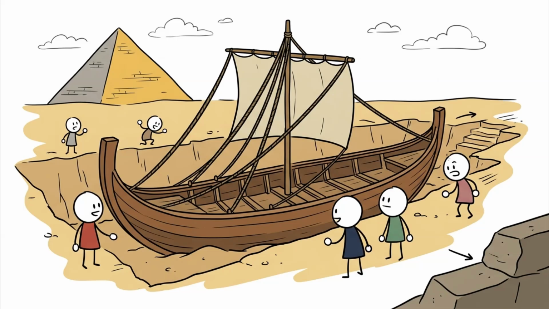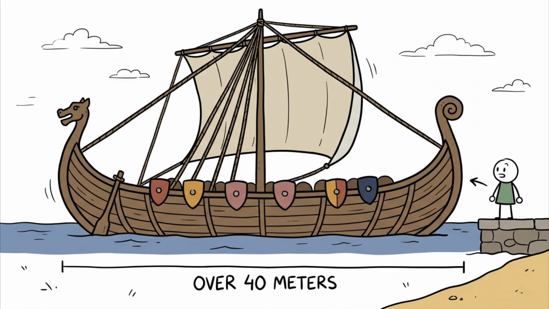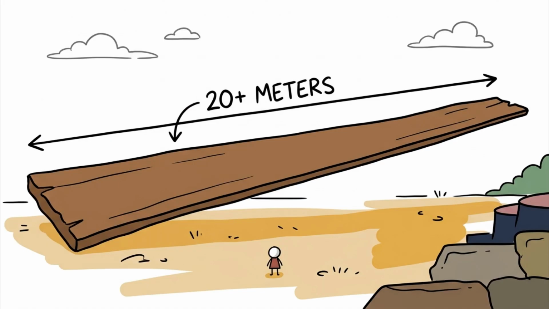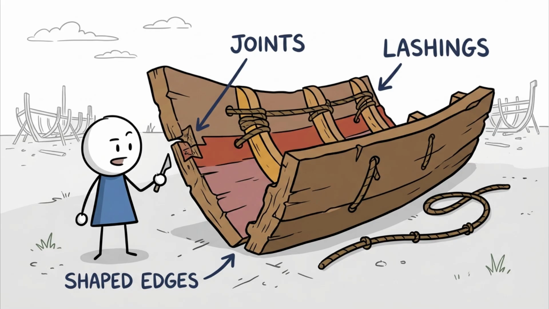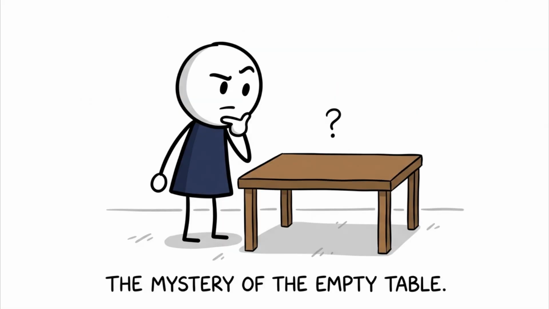In 1982, archaeologists lifted a wooden ship from the sand beside the Great Pyramid. It was more than 40 meters long and built roughly 45 centuries ago. Its hull contained enormous cedar planks, some stretching more than 20 meters. The pieces fitted together with joints, lashings, and carefully shaped wooden surfaces. But the archaeologists found something that seemed to be missing.